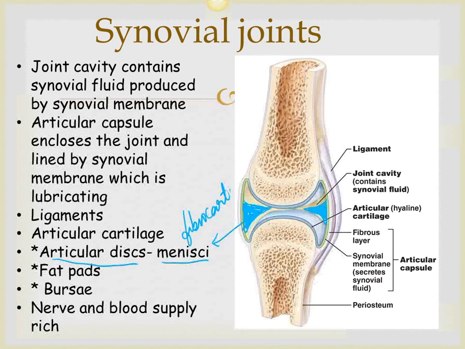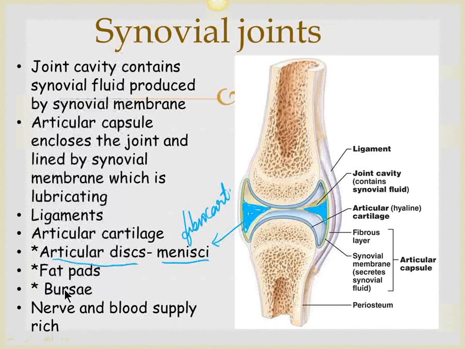In some synovial joints, you have fat pads. You'll see a little pad of fat which is present. These little asterisks just tell you that not every synovial joint will have an articular disc. Not every synovial joint will have a fat pad. Some of them do. That's why I have them.